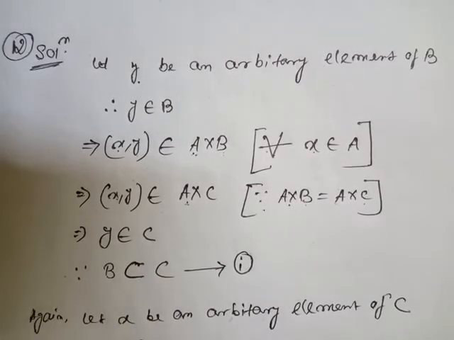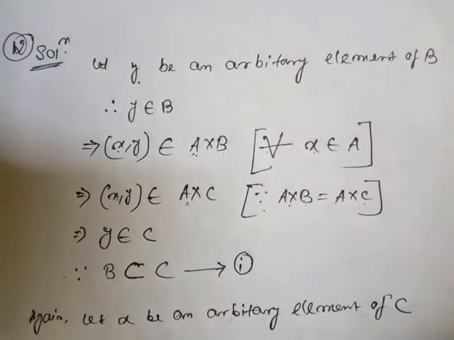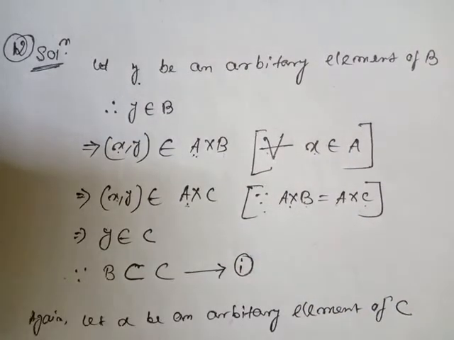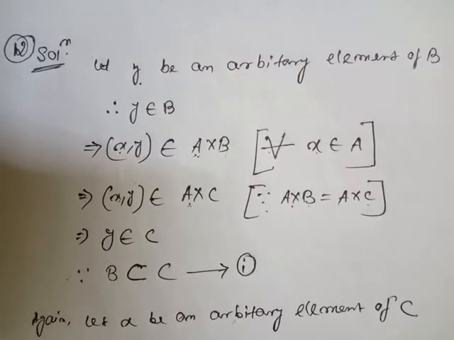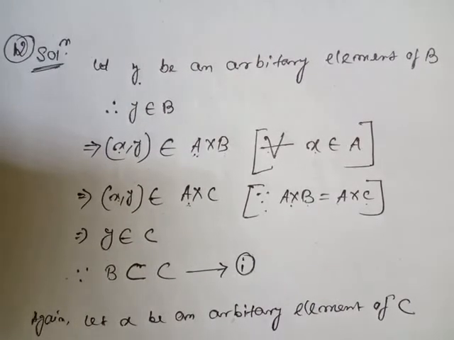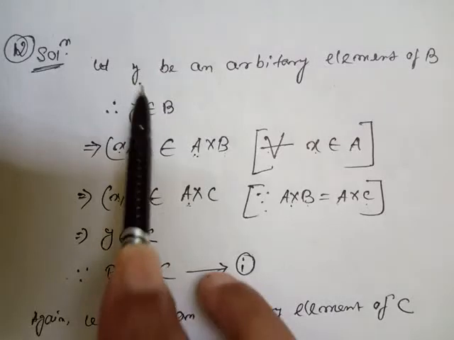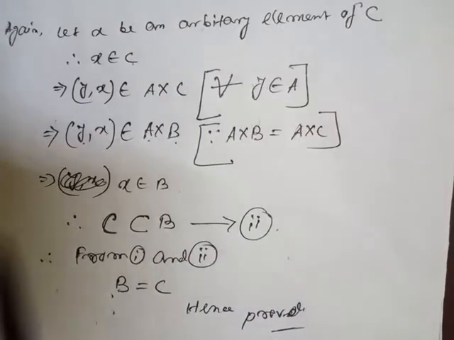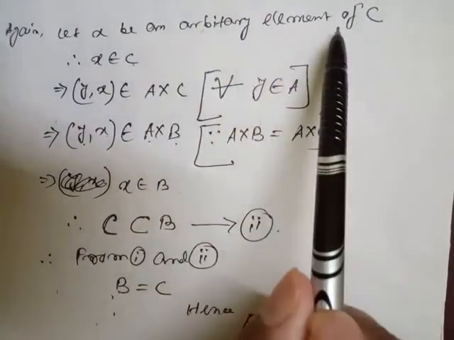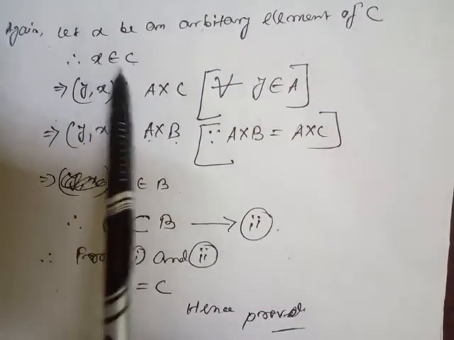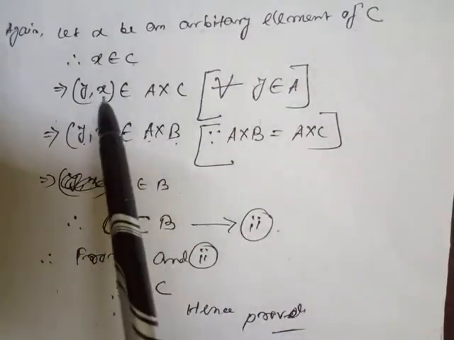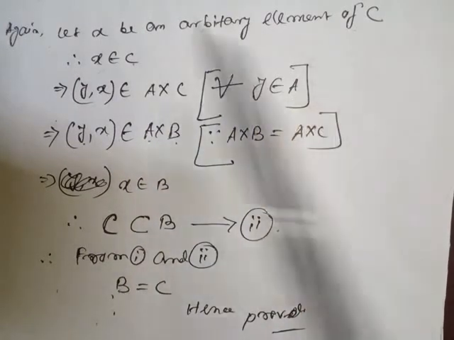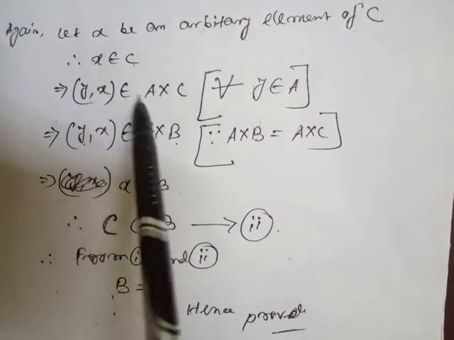This is the first portion which we have done with the value of y initially. Now again I am going to change the pattern. In place of y, I will take x now. Again we have taken x to be an arbitrary element of C. Now x belongs to C obviously. So (y, x) belongs to A product C for all y belongs to A.